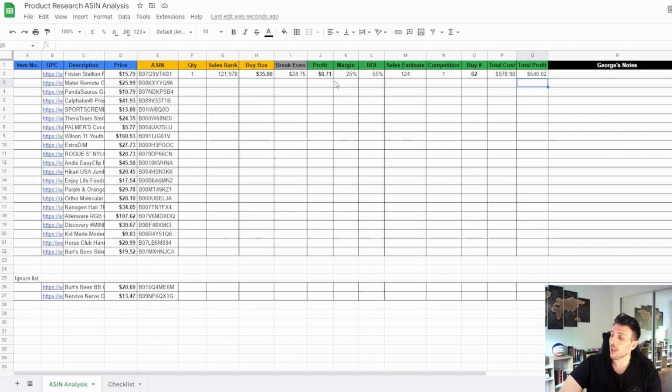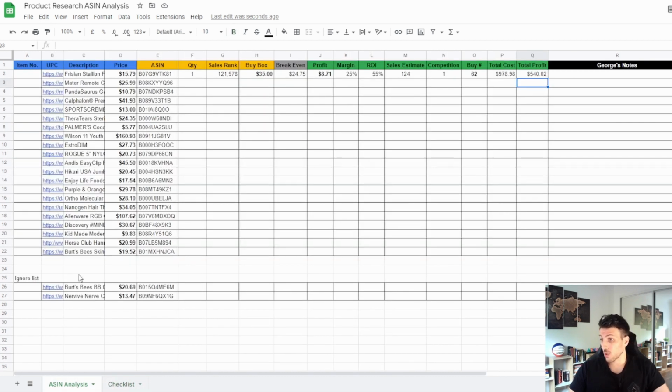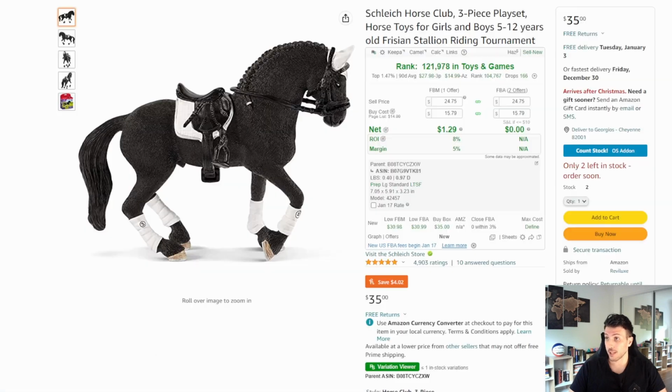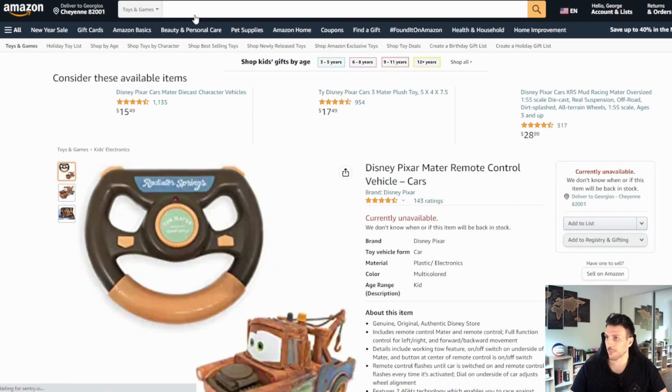Okay, so that looks okay right off the bat. We're going to do further analysis. We're going to analyze the checklist after. We're just going to go through the ASINs nice and quickly now and put all this data down. So I'm going to copy the next one and put it in here. Oh, made a little mistake there. Let me just go back. All right. So this is the next one.